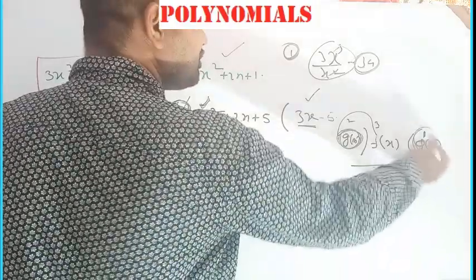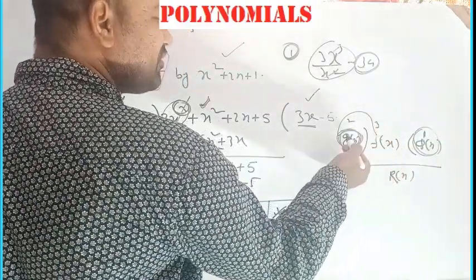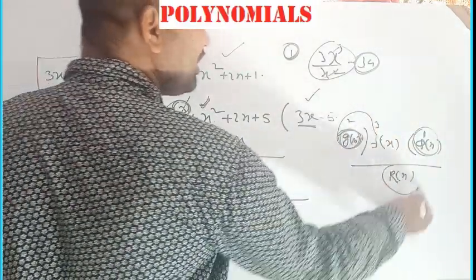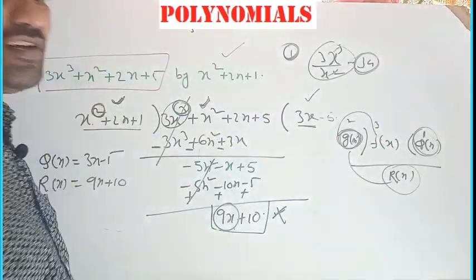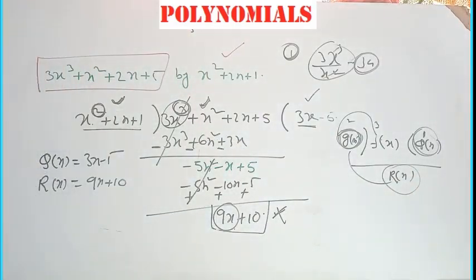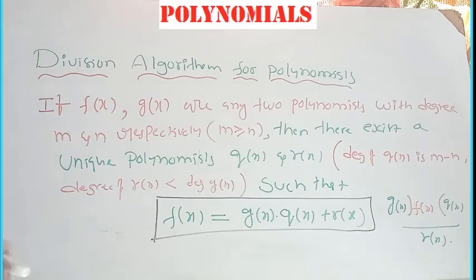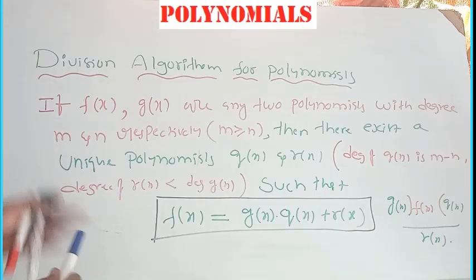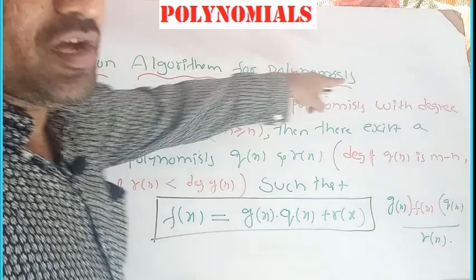Degree of the quotient is equal to degree of the dividend minus degree of the divisor. The remainder degree should be lesser than the degree of the divisor. This is called division algorithm in polynomials. Listen students, here is the division algorithm for polynomials.